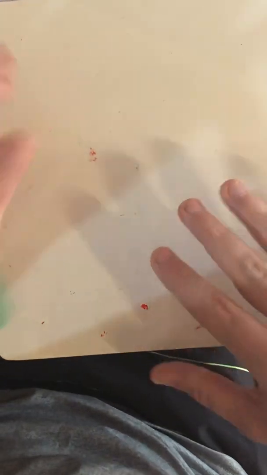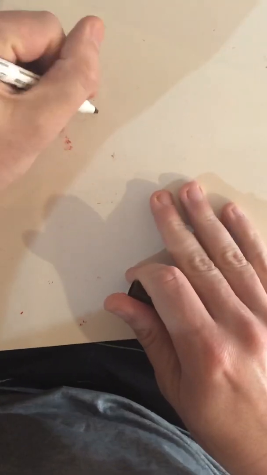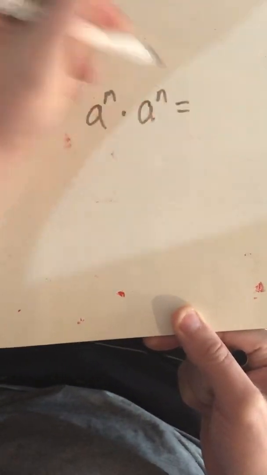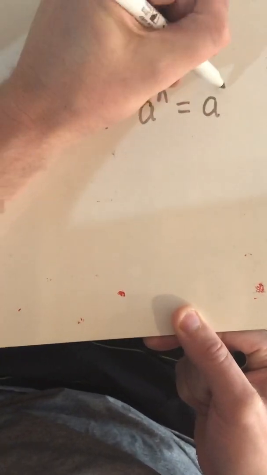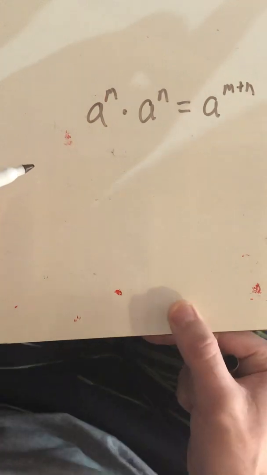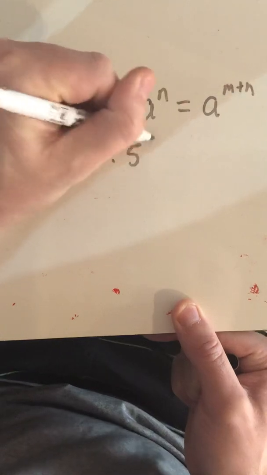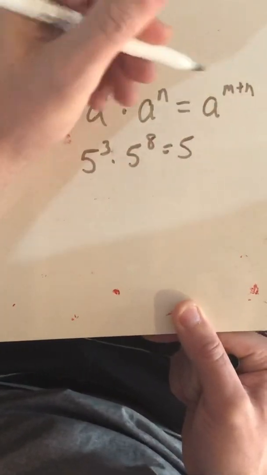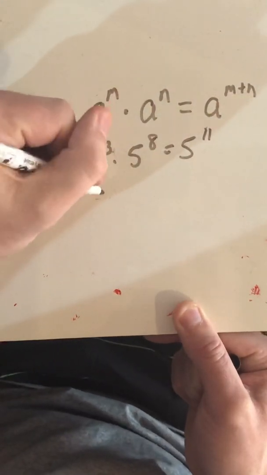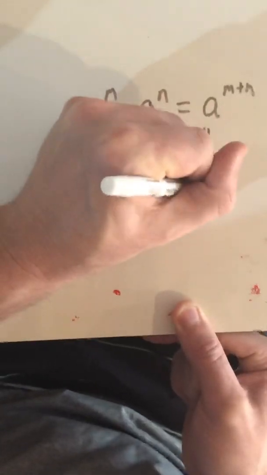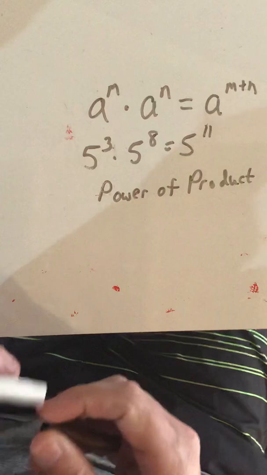So I'm going to start off with power of a product, okay? And what that one's going to look like is if I had a to the m times a to the n, I'm going to add my exponents together to give me my new exponent. So for example, if I have 5 to the third times 5 to the 8th, that would be the same thing as 5 to the 11th. So this is power of a product. Okay, and product just means multiplication. All right, so that's power of the product.